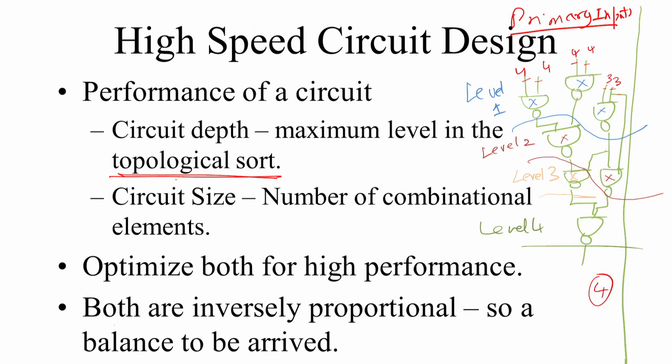So, what will the topological sorting give you? It will, for every level, give you the gates that belong to that level and also the number of levels. So, we have 4 levels in this circuit. Okay. So, the depth of the circuit could be calculated by doing what we call a topological sorting. So, what is the time complexity of this algorithm?